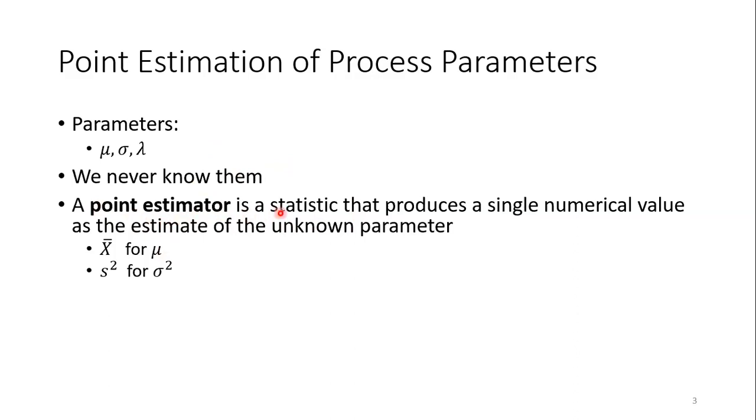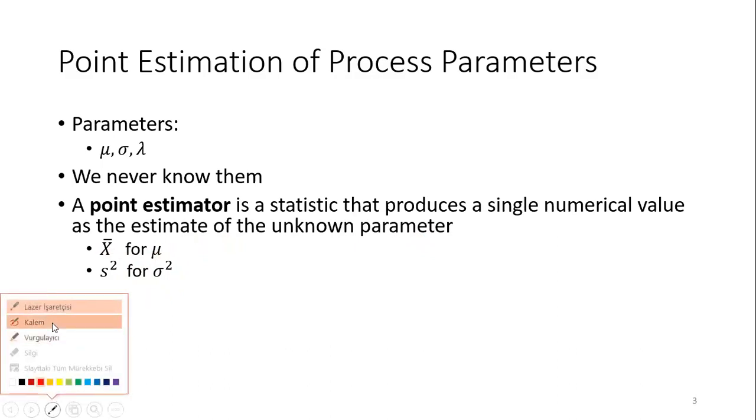So a point estimator is a statistic that produces a single numerical value as the estimate of the unknown parameter. So X bar is in fact an estimator. It's a point estimator for mu, right? Mu and sigma square are parameters for the normal distribution. It's the mean and it's the variance. So X bar is a point estimator for mu and S square is a point estimator for sigma square.